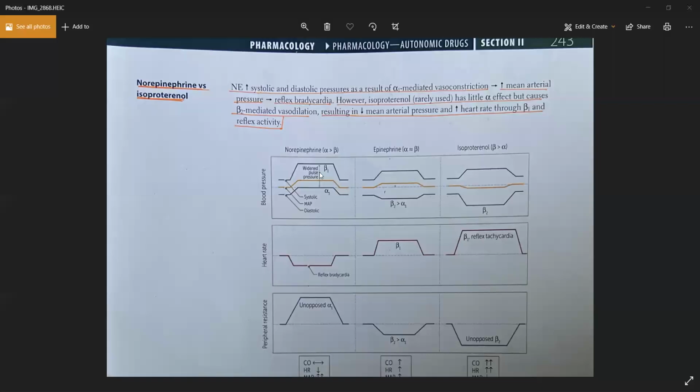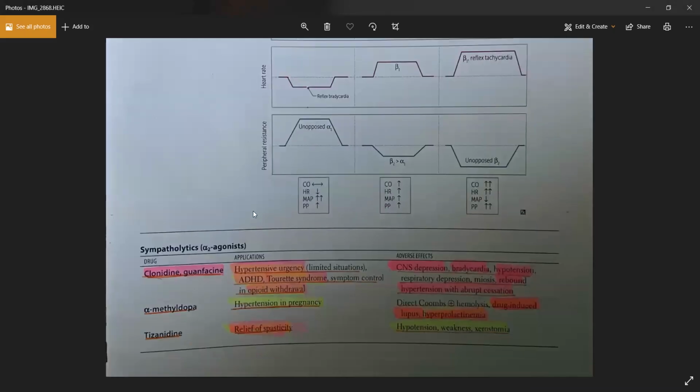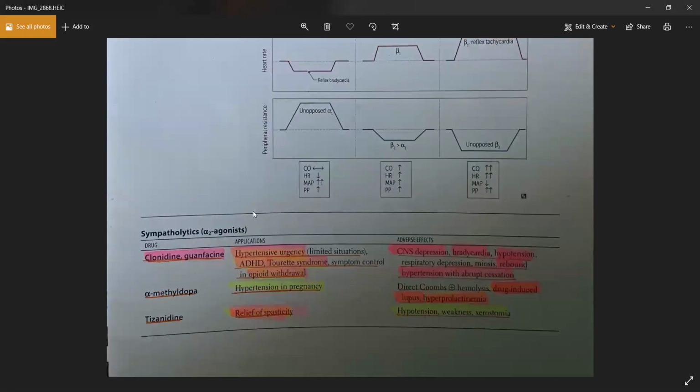So we have discussed the difference between norepinephrine, epinephrine, and isoproterenol. Please remember this diagram and the effects, mainly what they're going to do. And now we are going to discuss the sympatholytics. All the sympatholytics are alpha-2 agonists. Like I told you, these alpha-2 receptors are found on the presynaptic neurons, and they will decrease the release of norepinephrine by giving negative feedback.